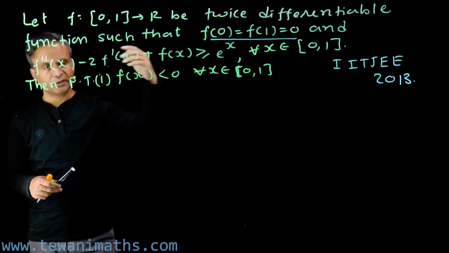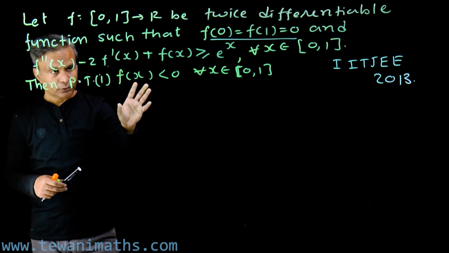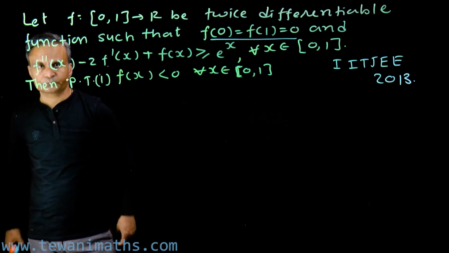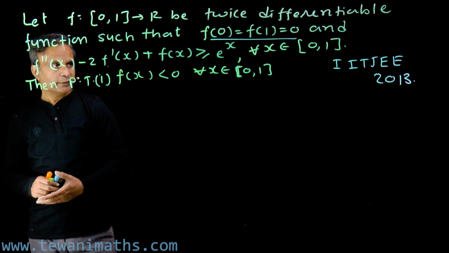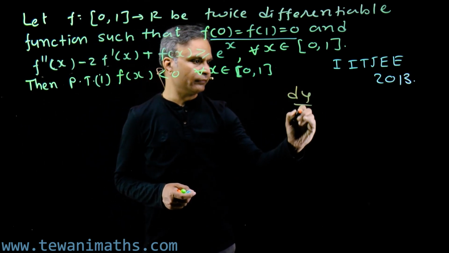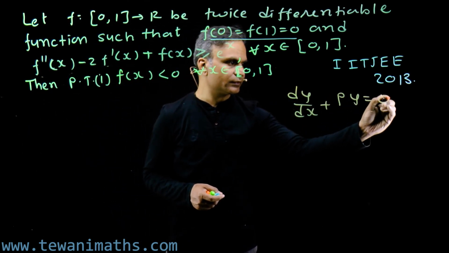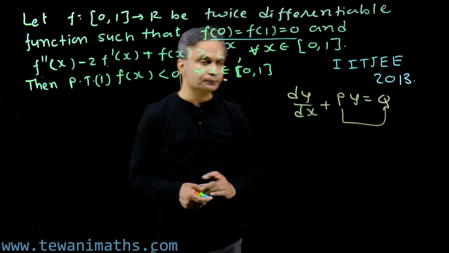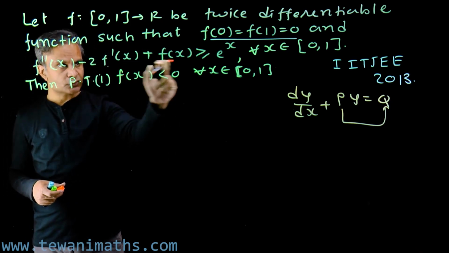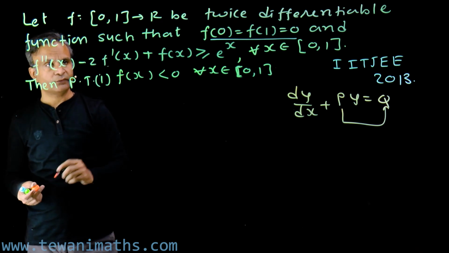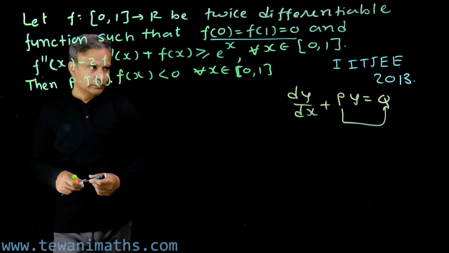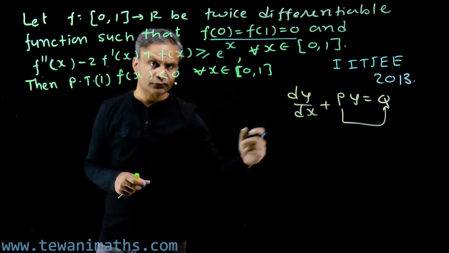This question was asked in comprehension type. This is its first part. You have to prove that f(x) is negative for all x belonging to the closed interval 0 to 1. क्या करेंगे? Can we make use of this form of equation dy/dx + py = q, where p and q are functions of x? हम इसको यूज कर सकते हैं. LHS को आप ध्यान से देखिए. We have terms containing the first derivative and second derivative. क्या कर सकते हैं?